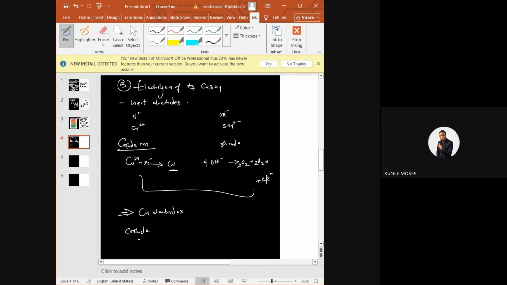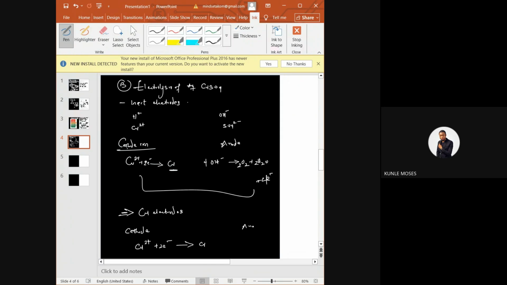What happened at the cathode? Gain of electrons, so that would be Cu2+ plus 2e- to give us copper solid. From +2 to 0, it simply means it has gained electrons to become 0. It's now stable, isn't it? So this is what happened at the cathode.